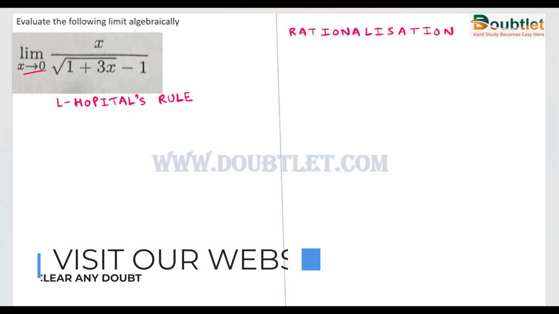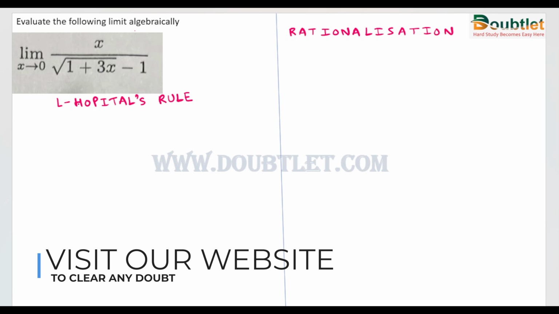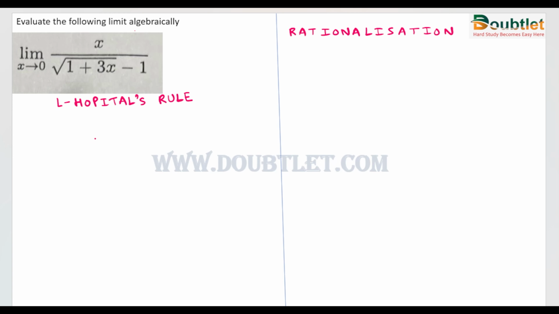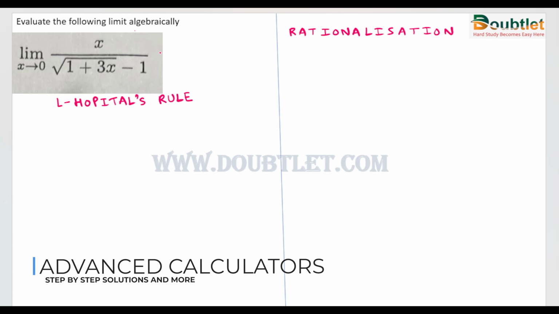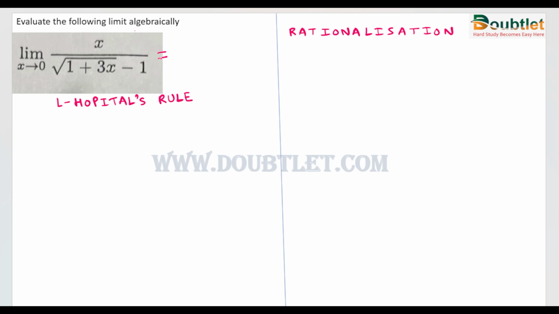In this video we are going to solve this limit, as x tending to 0. We will solve this limit by two methods, but before that we will check whether this limit is of indeterminate form. If we put x equal to 0 in this function, the numerator becomes 0 and the denominator becomes square root of 1 plus 0 minus 1. So we can write this as 0 divided by 0 form. So this is an indeterminate form.